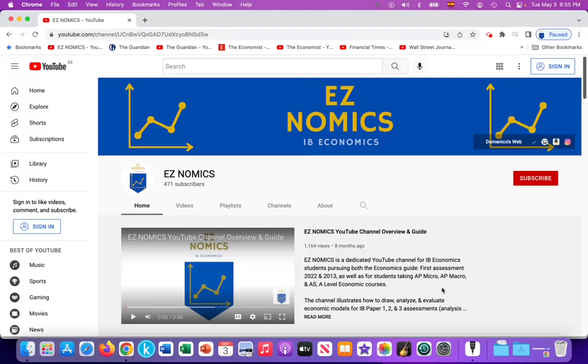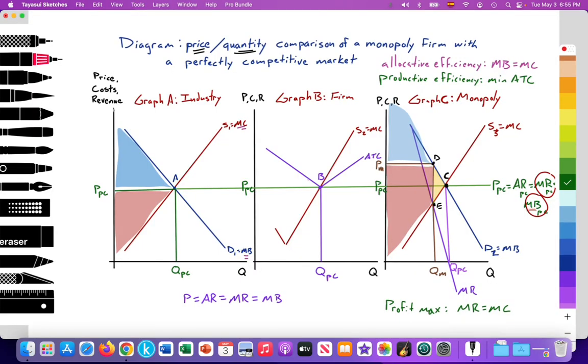Hello, this is Domenico with Easynomics, and this is part 3 of our look at illustrating monopoly versus perfect competition, with a focus on the differences in price and quantity in that comparison. And we can also discuss allocative efficiency and productive efficiency between the two market structures.